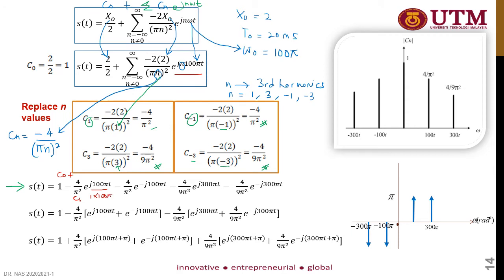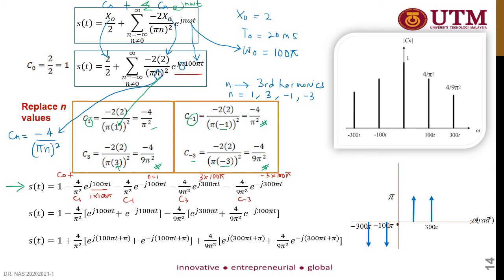Okay, and then plus C minus 1. So this is C minus 1, when n equal to -1. Okay, plus C3. So in this case, n equal to 3 times your omega 100 pi. And this one is C minus 3, n equal to -3, so it's -3 times 100 pi.